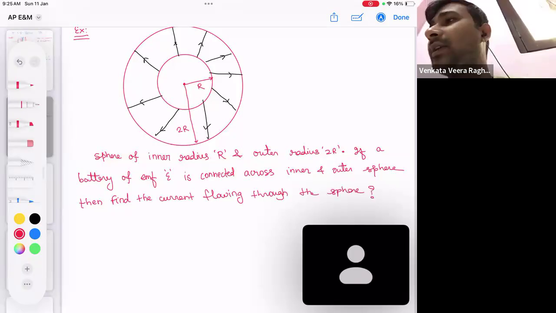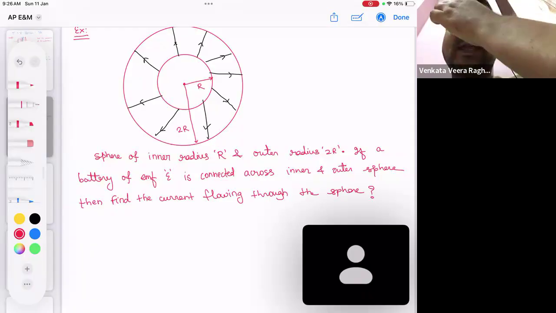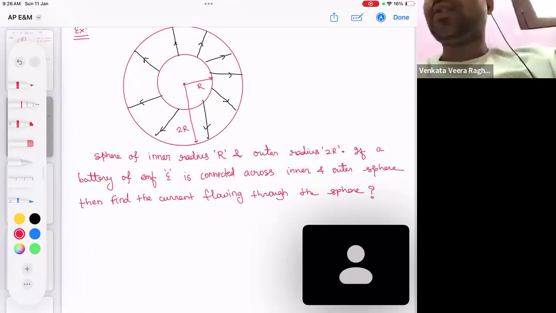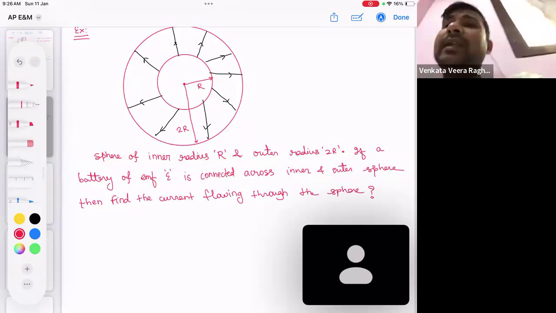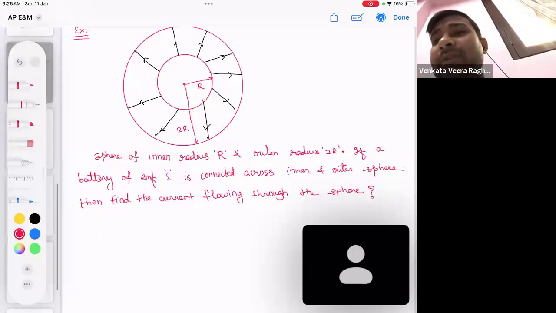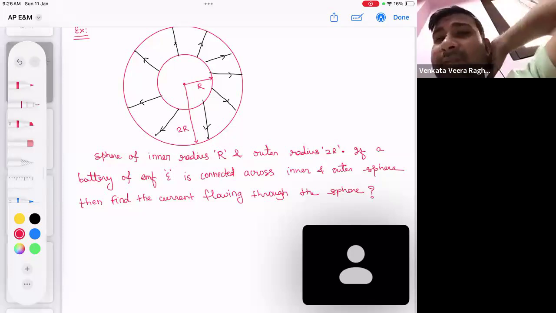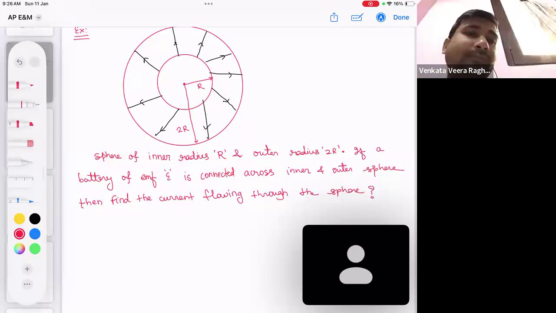So if you want to calculate the current, you need what? EMF. That is given. You need resistance, isn't it? Actually, let's first calculate it. What is the resistance of this conductor between the inner and outer spherical part? Please calculate that one first. How much is this coming between the inner and outer part? Tell me.